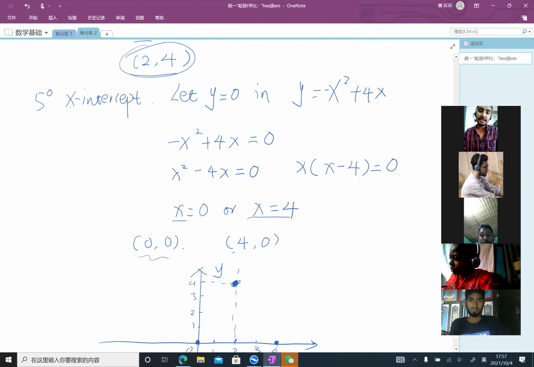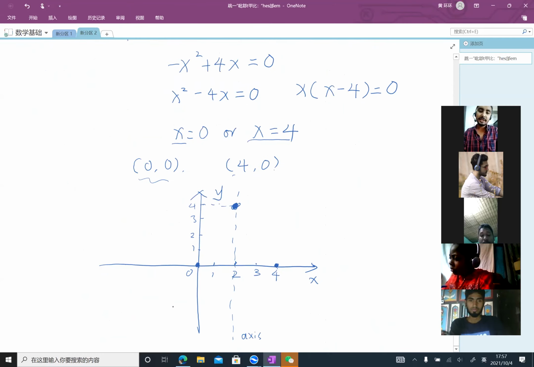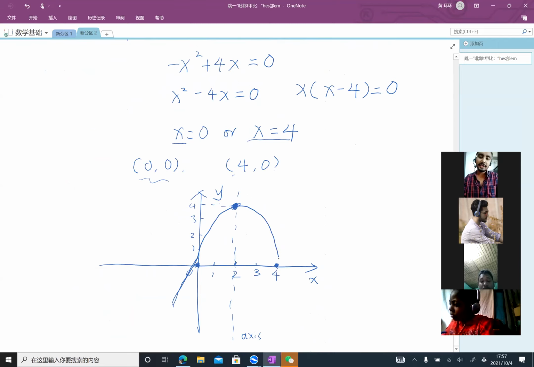Okay. And then the graph for this parabola is like this. It passes through these three points and opens downward. So this is the graph for this parabola. Okay.